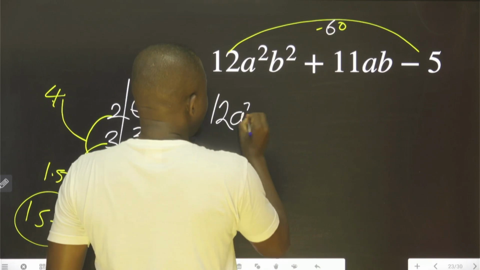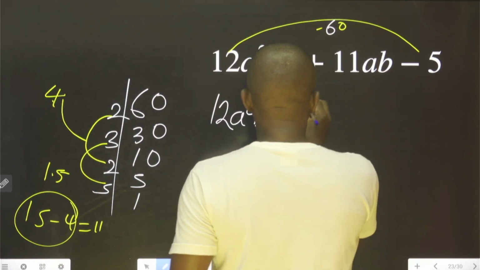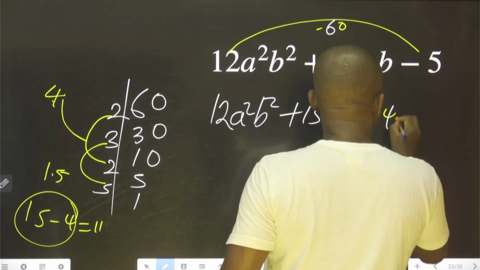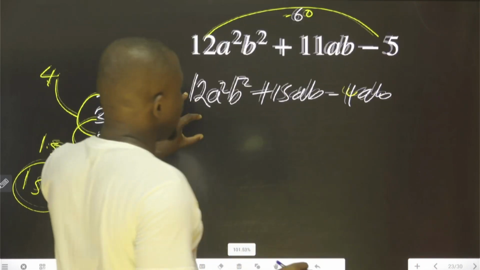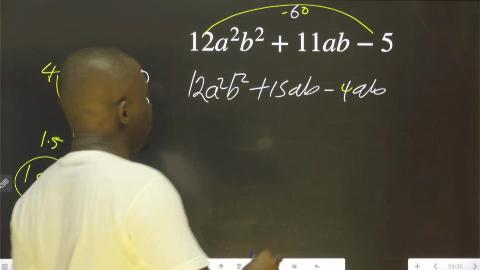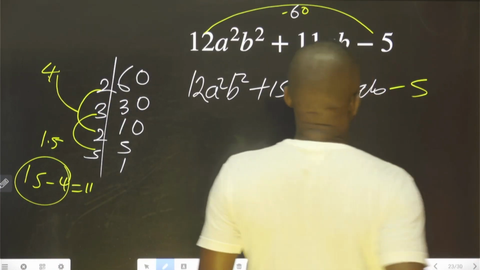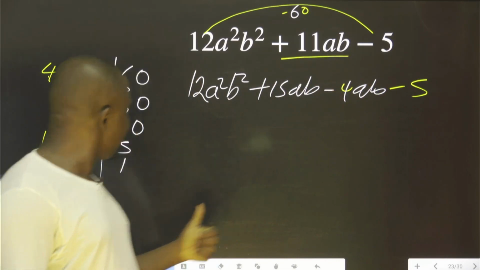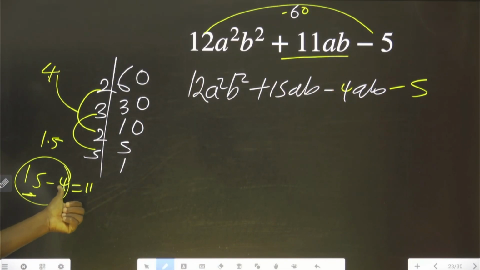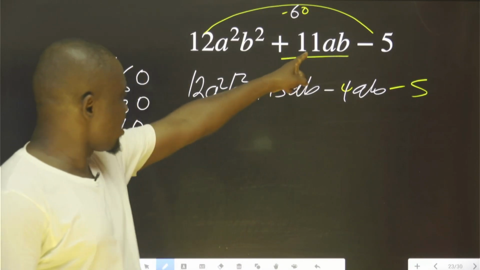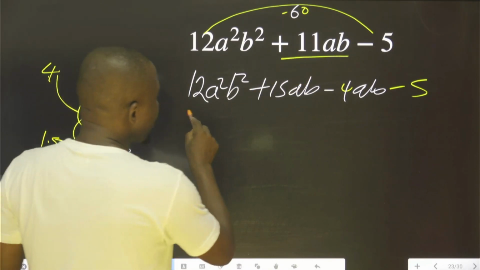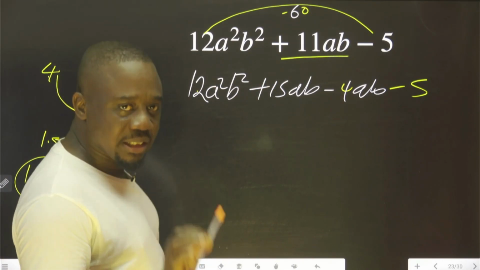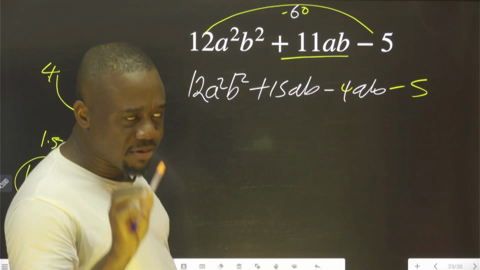That is 12a squared b squared plus 15ab minus 4ab minus 5. You understand? This and this still remain. Only this I'm replacing with 15 and 4, putting their coefficient. Now what is common here? Here and here, 12 and 15. The factor I'm seeing here is 3.